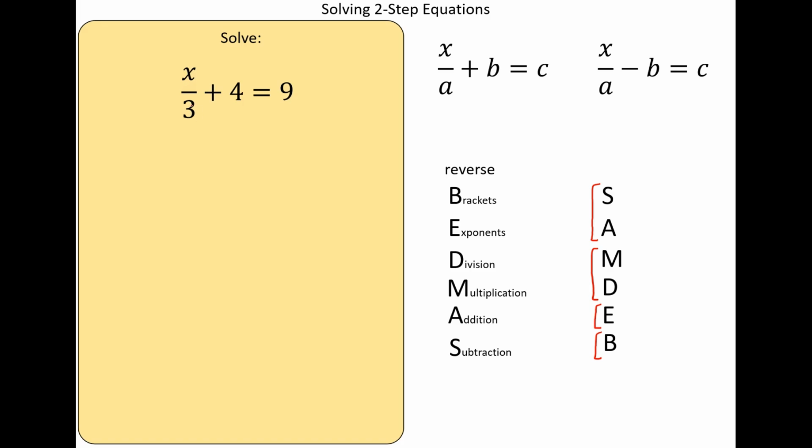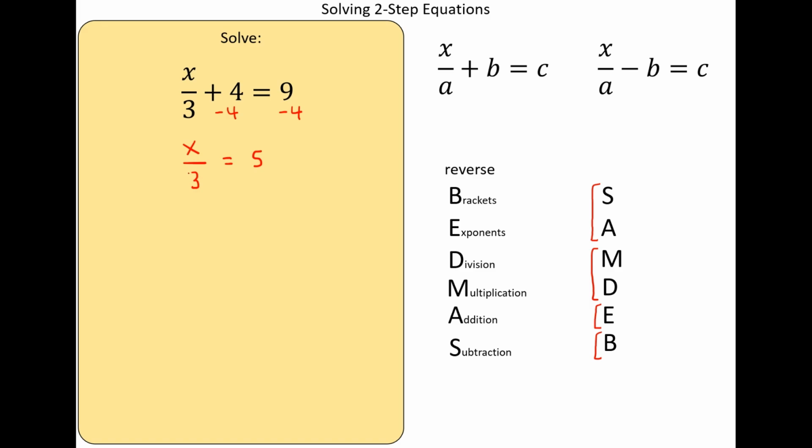So right now x is being divided by 3 and it's getting added to 4. Because of SAMDEV, if I want to do subtraction and addition first, I want to first remove my plus 4. That should be my first step. The opposite of plus 4 is minus 4, so I'm going to subtract 4 from both sides. 4 minus 4 is 0, so I just am left with x divided by 3. And now 9 minus 4 is going to be 5. So I have x divided by 3 equals 5.